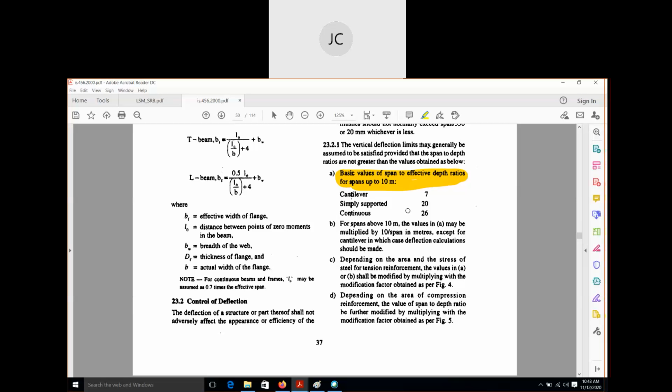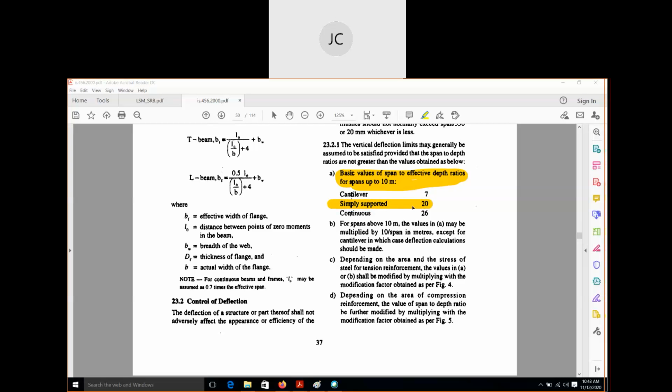Now in this case, since our span is only 6 meter, and the beam is simply supported, we will use this value. Okay, so now let's see how we have to use this value.